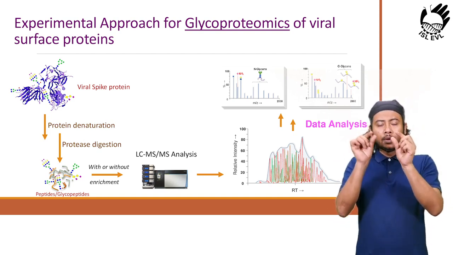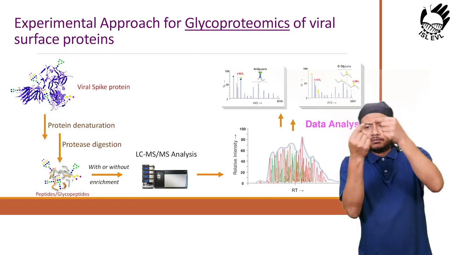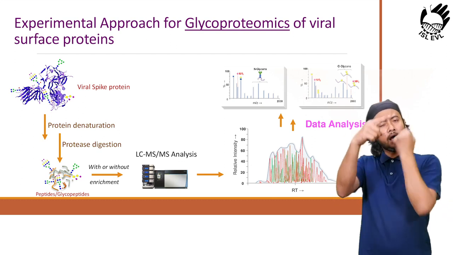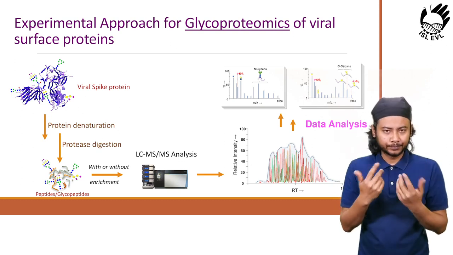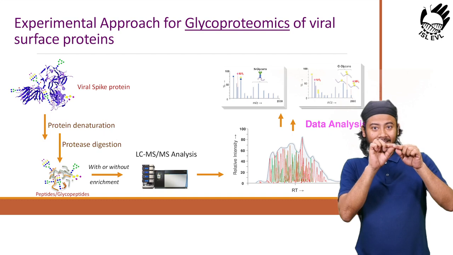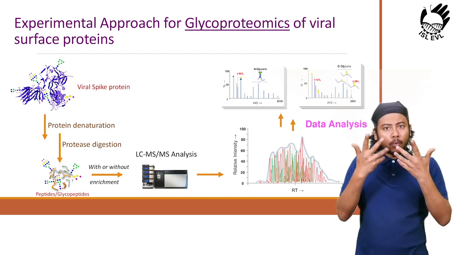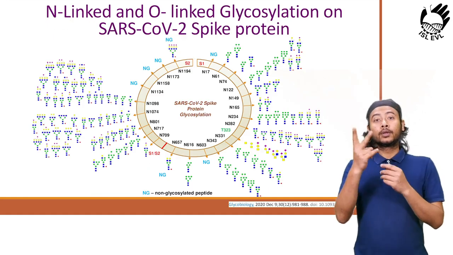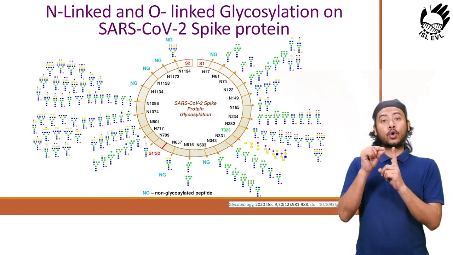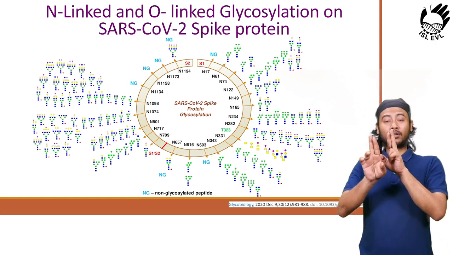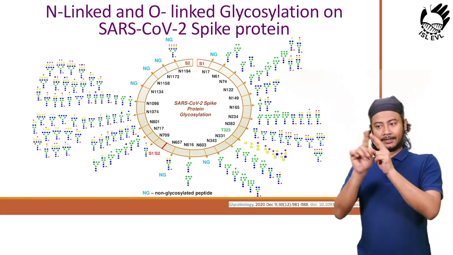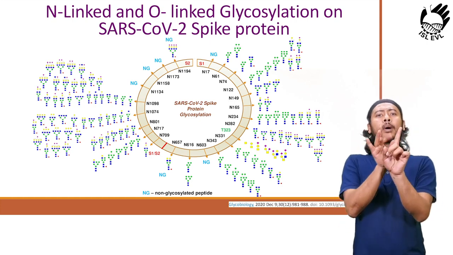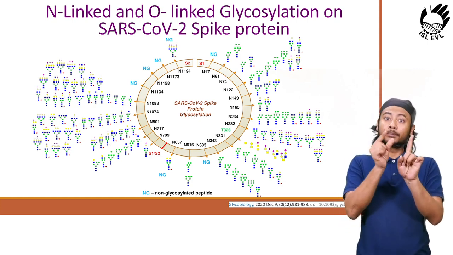So later these spectra will be manually evaluated for the peptide fragments and glycan fragments. I have an example that I will show in another slide. And then the glycan structures on the proteins are interpreted. So this is the N and O glycosylation found on the original strain, that means the wild type strain, of SARS-CoV-2 spike protein through the glycoproteomic strategy.